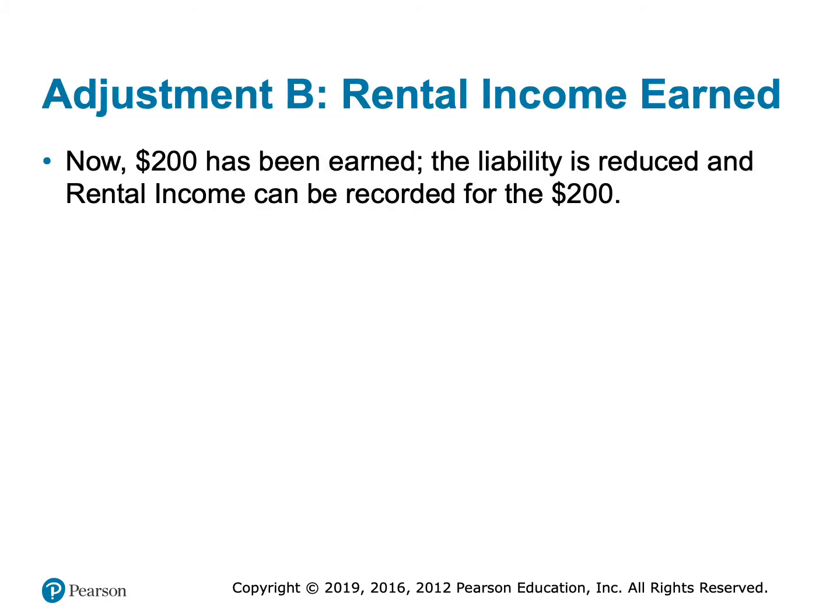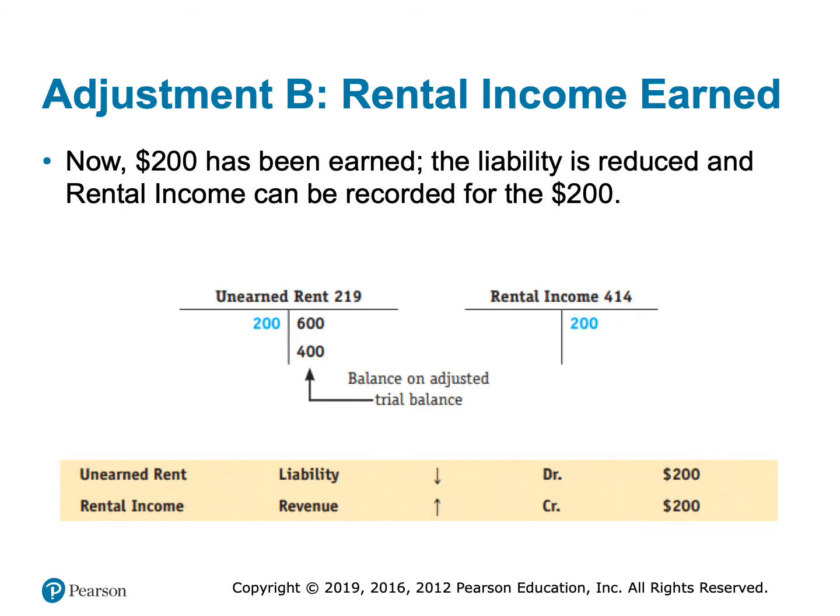Now we're told that out of that rental income, $200 of that has been earned now. So I'm going to do an adjusting entry to debit the unearned rent account and credit rental income to increase that revenue account.